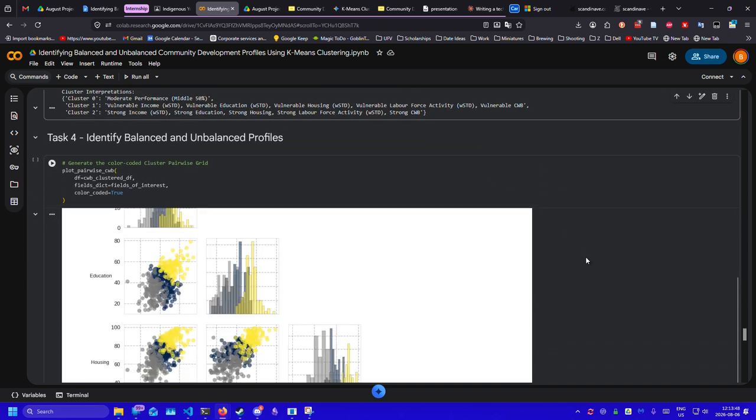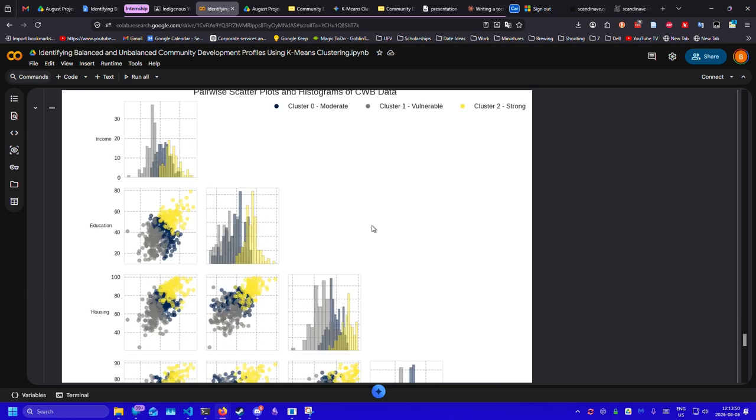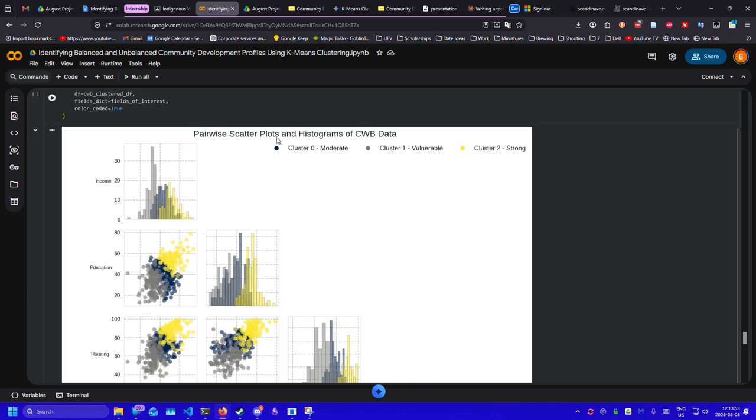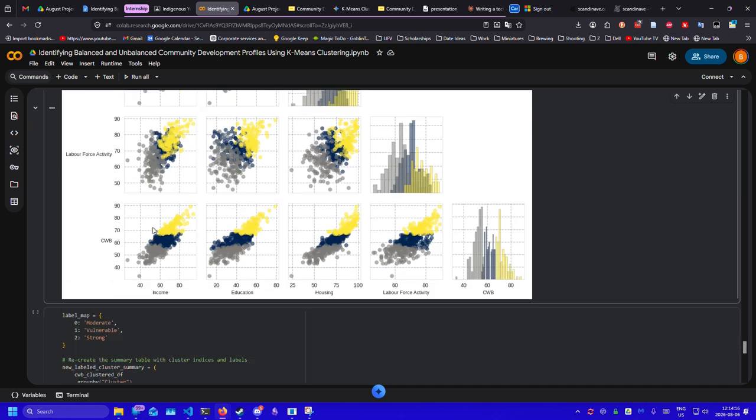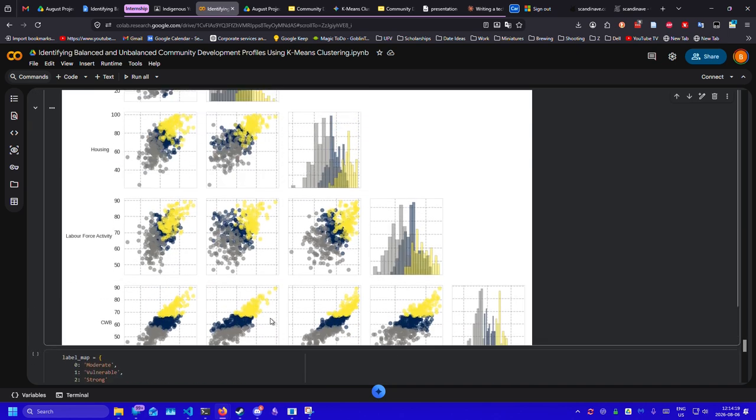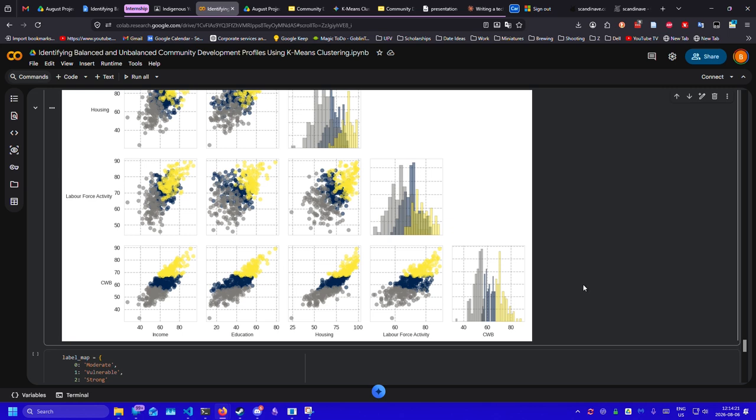And here you see our final production, which is the original pairwise scatter plot with the histograms, but labeled by cluster. So the histograms are overlaid on each other, with the legend here showing the yellow cluster as strong, the gray cluster as vulnerable, and the blue cluster as moderate. So this will be income on income. You can see the vulnerable cluster has the lowest average, which is expected. And you can see the impact that each input variable has on each other variable.